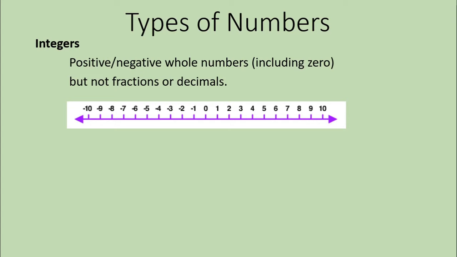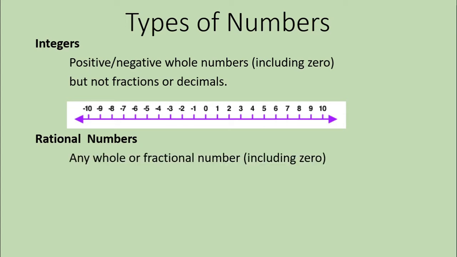Then those decimal values could be considered rational numbers. Rational numbers are any whole or fractional number, including 0. And we can have positive and negative rational numbers. So there is no need for mention of integers in this title at all. But I'm seeing a lot of textbooks use the term integer to represent negative and positive values, but integers don't include decimal values. For example, these are all rational numbers.